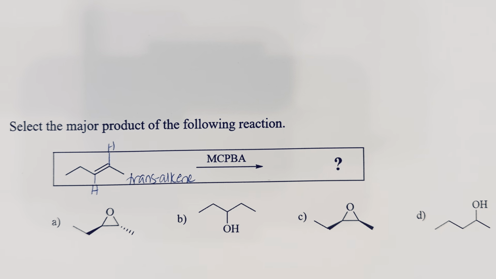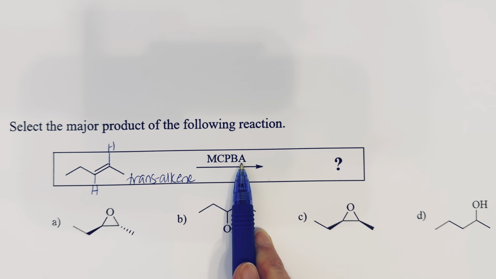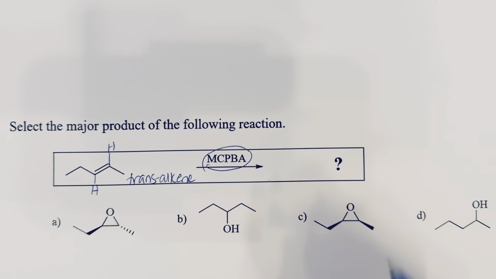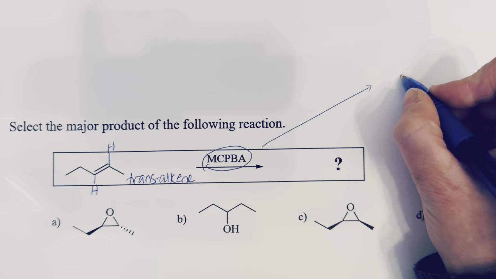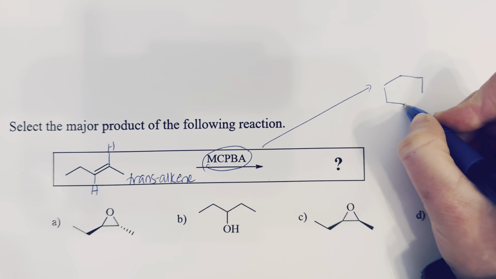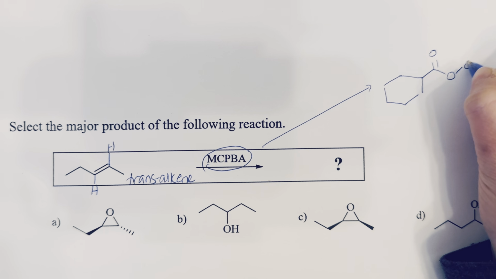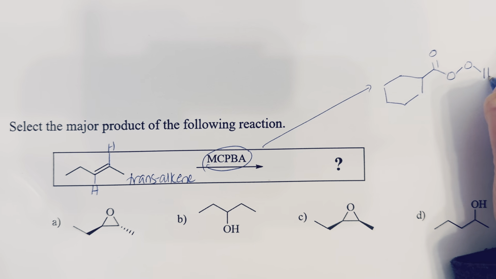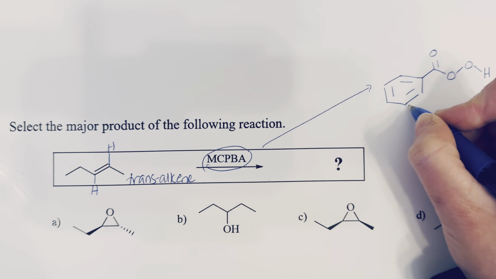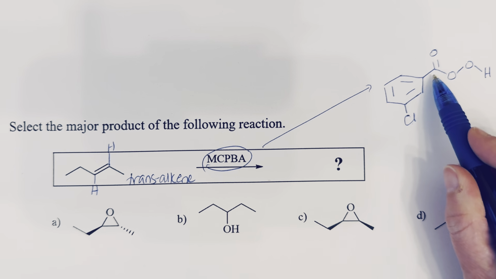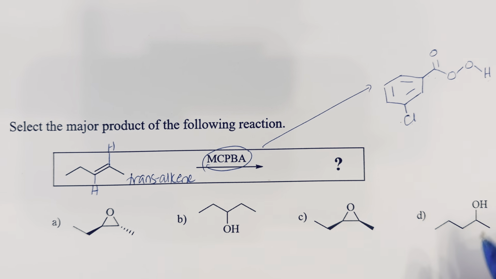And then we need to look at the reagent that we are reacting this with. So we are reacting this with MCPBA, and so we're going to need to remember what MCPBA is. So let me draw the reagent up here. So this is the structure of MCPBA. It is a peroxy acid. It has a benzene ring and it has a chlorine. And specifically that chlorine is 3 carbons away from the peroxy acid.